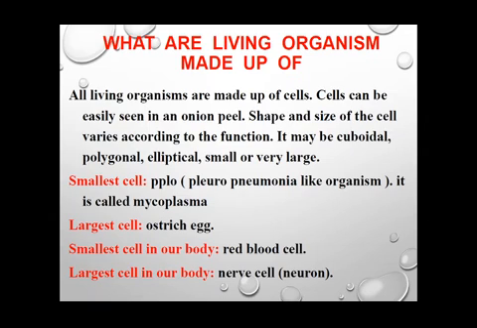The smallest cell observed till now is that of PPLO. What is PPLO? It is pleuropneumonia-like organism. They are also known as mycoplasma. The largest cell observed till now is that of the ostrich egg. In the case of the human being, the smallest cell in our body is the red blood cell, and the largest cell of human beings is the nerve cell or neuron.